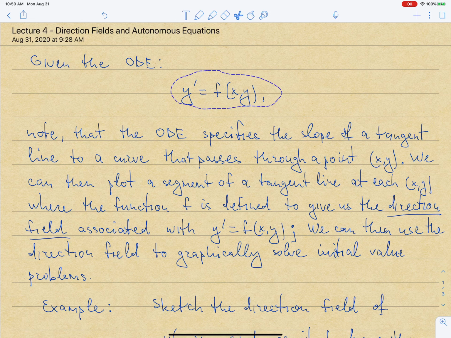And if you do know what the slope of a tangent line is, then at every point you can draw a short line segment which will represent a curve that passes through the point x, y. Now, once you draw this field of lines on the xy plane, you end up with something that is known as a direction field. And then we can use these direction fields to figure out how solutions of initial value problems look like. Let me demonstrate this on several examples.